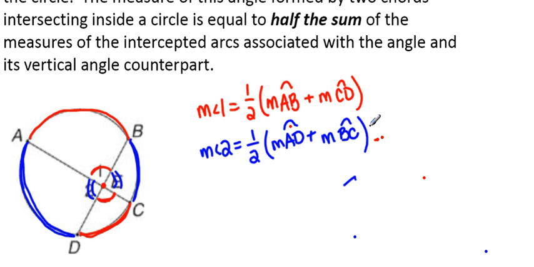Alright, that's the first important rule that you need to remember for today. Anybody whose vertex is inside the circle has a degree measure that's equal to half the sum of its arc and its vertical angle's arc.